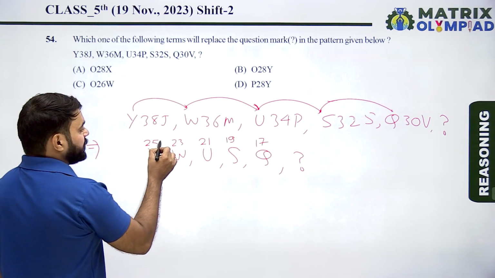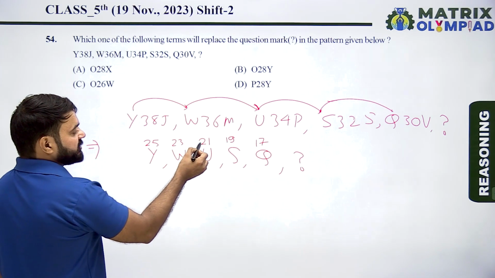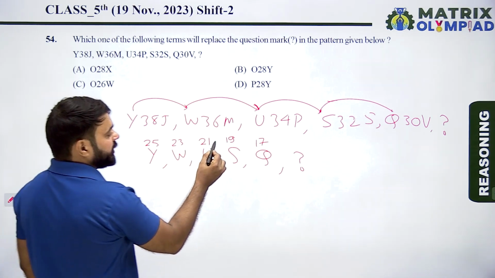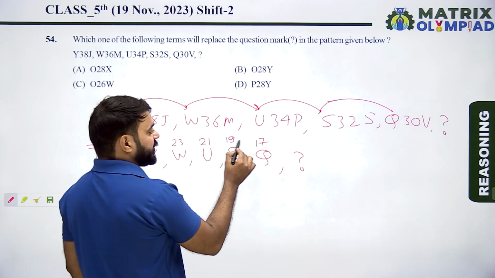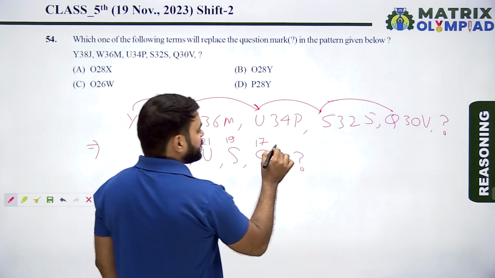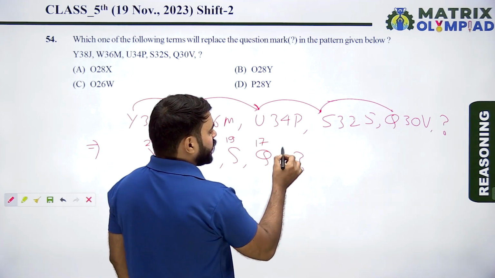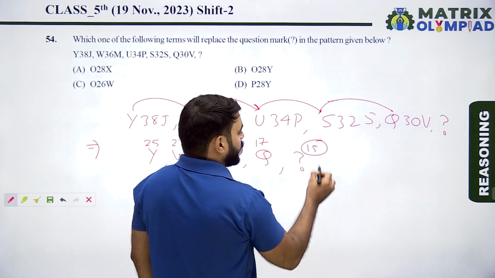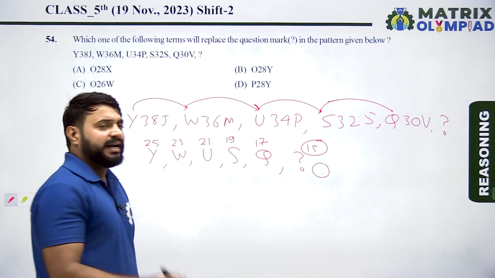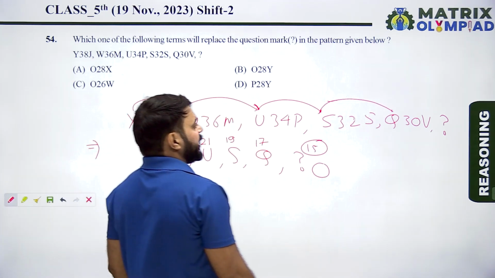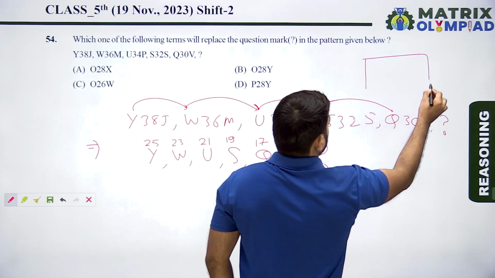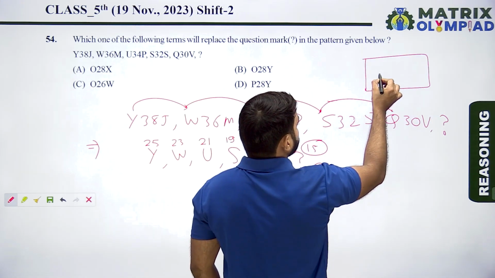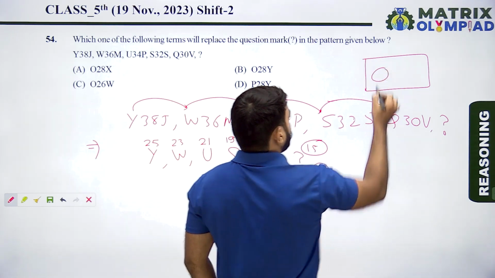So 25 minus 2, it means 23. 23 minus 2, it means 21. Now 21 minus 2, it means 19. 19 minus 2, it means 17. Similarly, 17 minus 2, it means 15. So position of O in English alphabet is 15. So first alphabet of missing term is O.